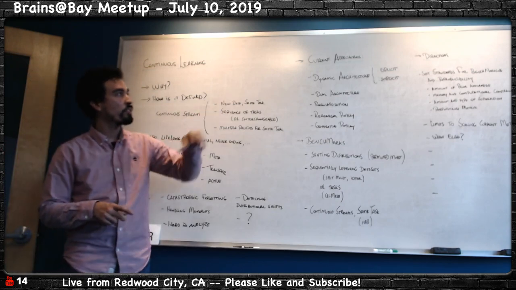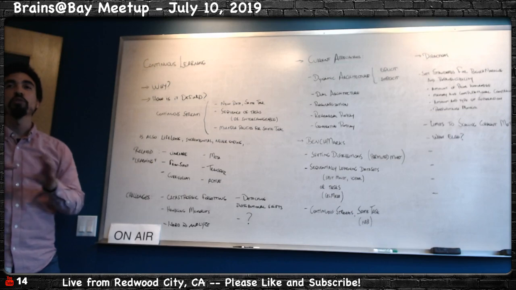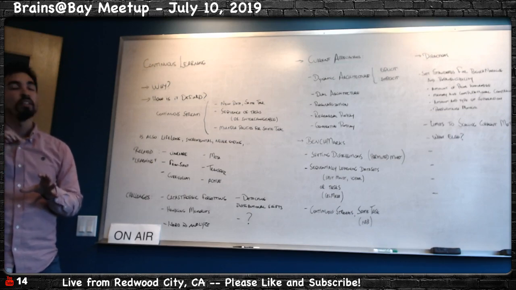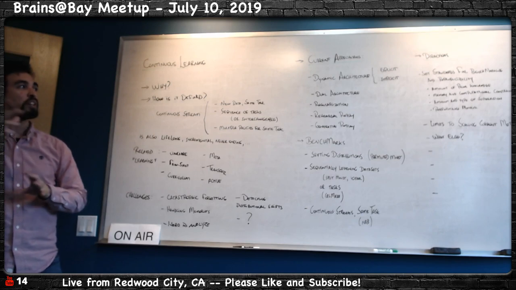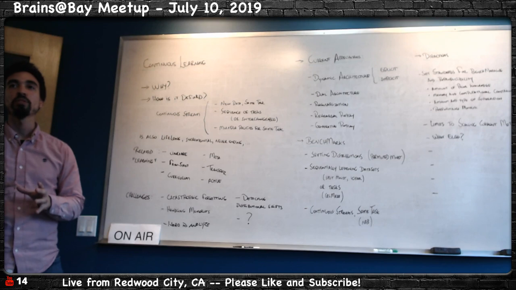The dynamic architecture is the idea that you use some sort of mask, or you can use the same network to learn several tasks, but you just use different edges or different neurons or different forward paths, but within the same network. So that's the idea there.